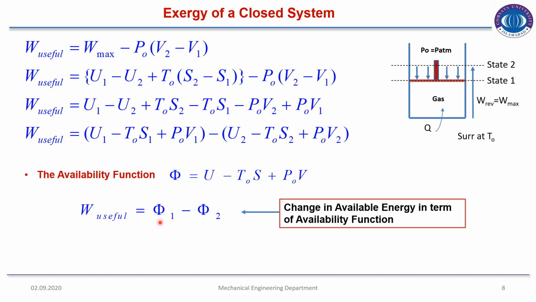So here, the availability function: the change in the available energy, W useful, is the change in the available energy. The change in the available energy is represented in terms of the availability function. Phi 1 and phi 2 are the availability functions for states 1 and 2.